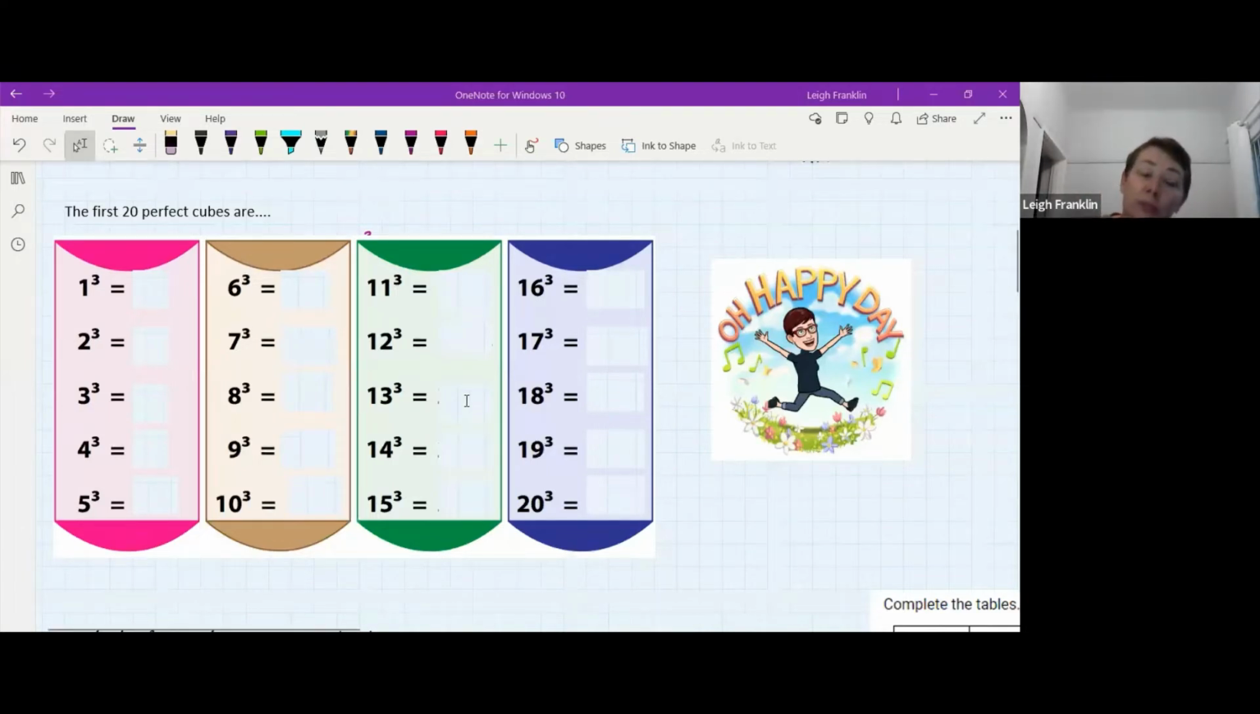I'm just showing them to you so that if you want to watch this video again, or you're doing other work, you can come back and have a look at this. But you should be able to do at least the first 5 perfect cubes, and you should know them off by heart. All right, so I'm now going to pick on someone.